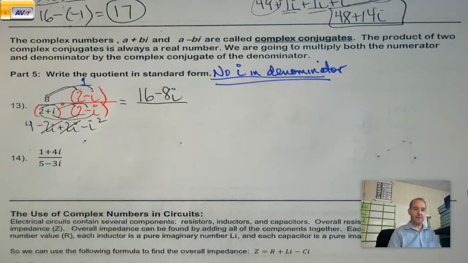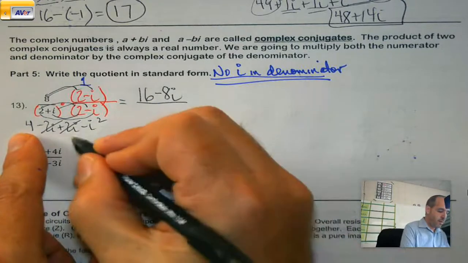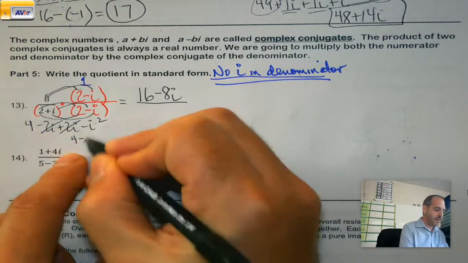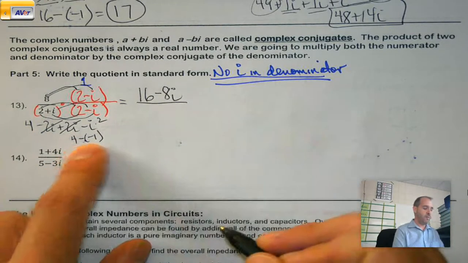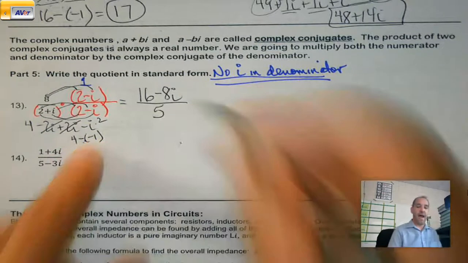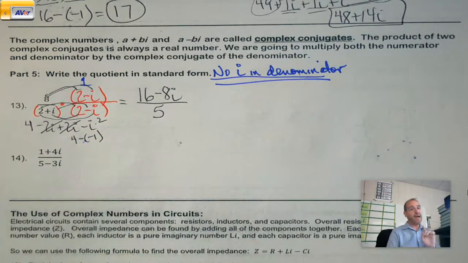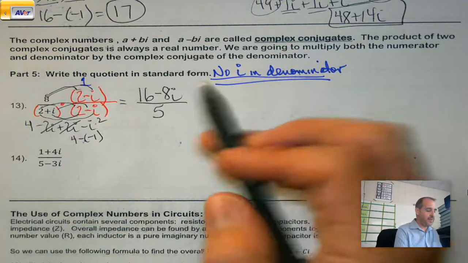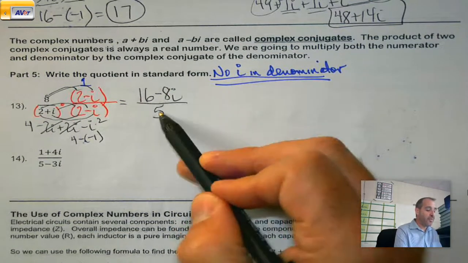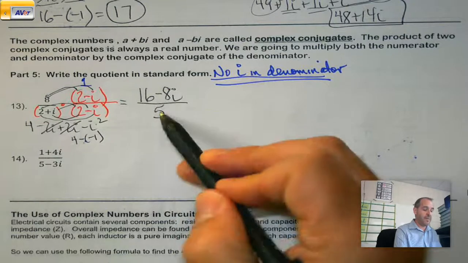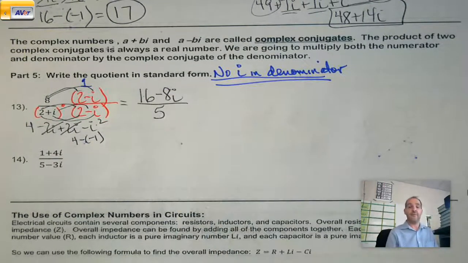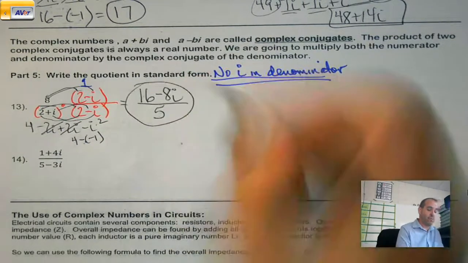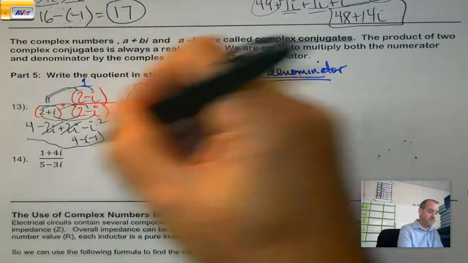Those i's cancel. Again, this is 4 minus negative 1. 4 minus negative 1 is 5. And the last thing I have to do before I circle my answer is, we talked about this last section, if all 3 of these had a number in common that I could divide out, I'd have to do that. I'd have to reduce. In this case, they don't. No i in the denominator. I'm good. Okay?